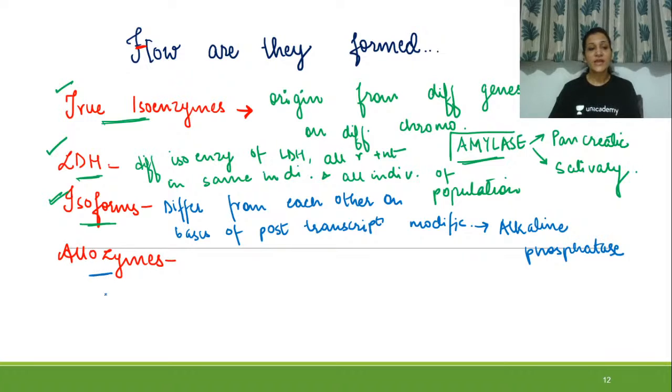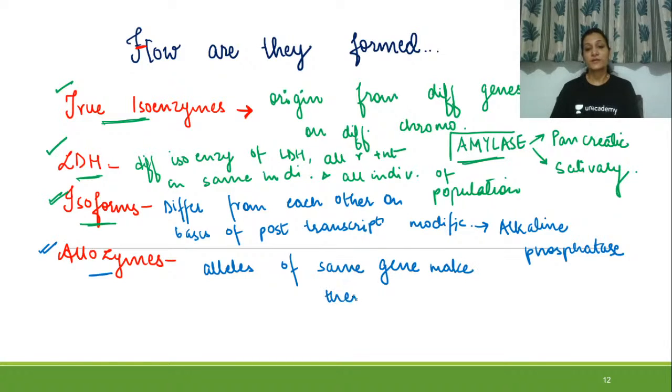Then come allozymes. How are these allozymes different from the others? They are the alleles of the same gene, or a gene makes them. So alleles, A double L. This is how you can remember.